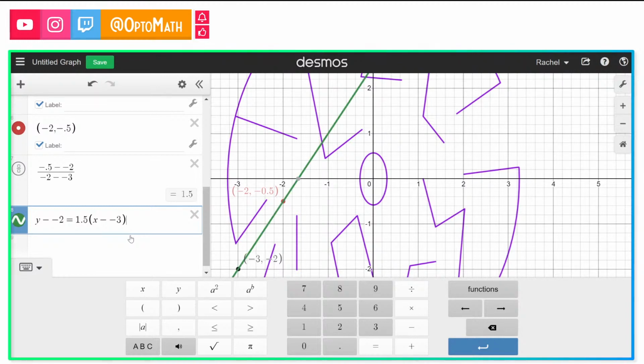Okay, so here we have it. You see how it goes exactly between those 2 points. If you want to, you can change the minus minus 2 to a plus and the minus minus 3 to a plus.